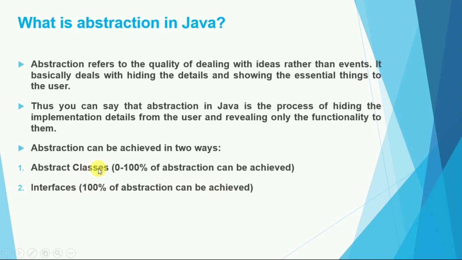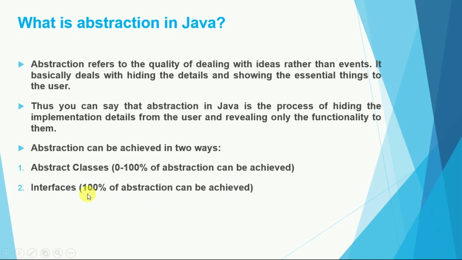But in an abstract class, there is a range. There might be 50% abstraction we can achieve, there might be 60%, 70%, and also 0% and also 100%. We will discuss abstract classes and interfaces later in our next video. But if we use an interface, 100% abstraction can be achieved.